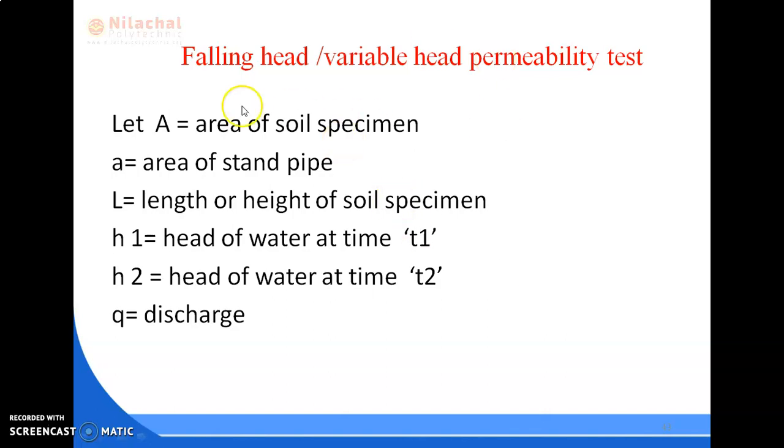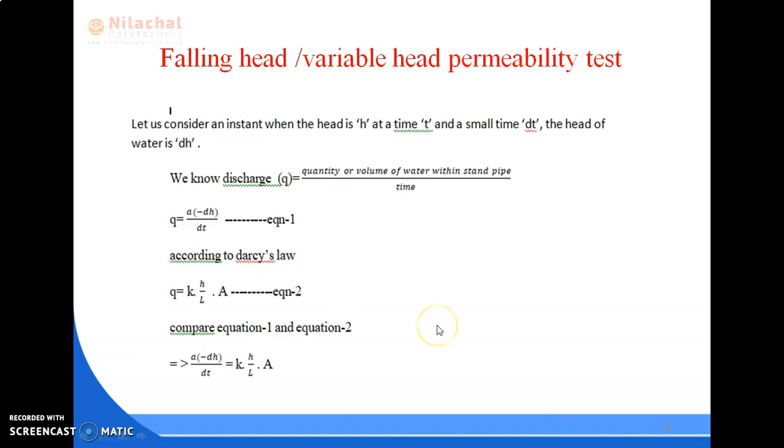Let capital A equal the area of the soil specimen, small a equal the area of the standpipe, capital L equal the length or height of the soil specimen, H1 equal the head of water at time T1, H2 equal the head of water at time T2, and small q equal the discharge.